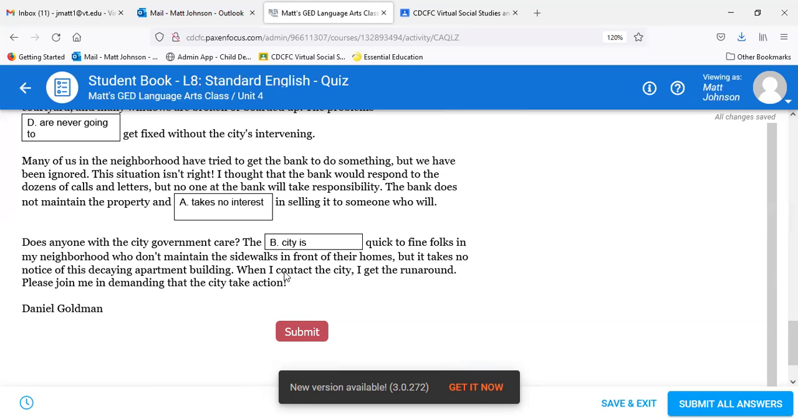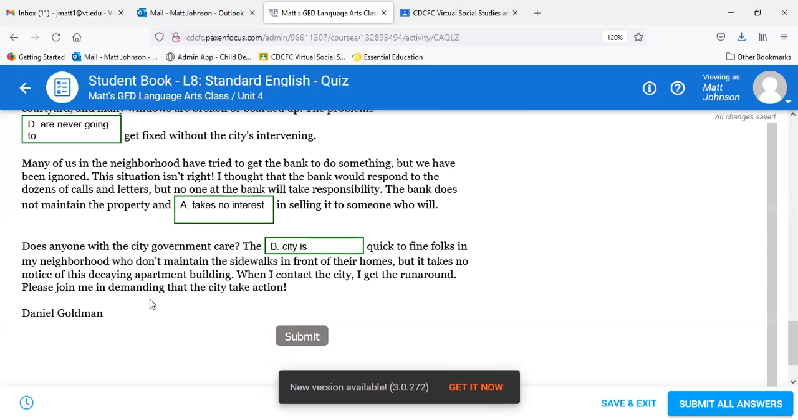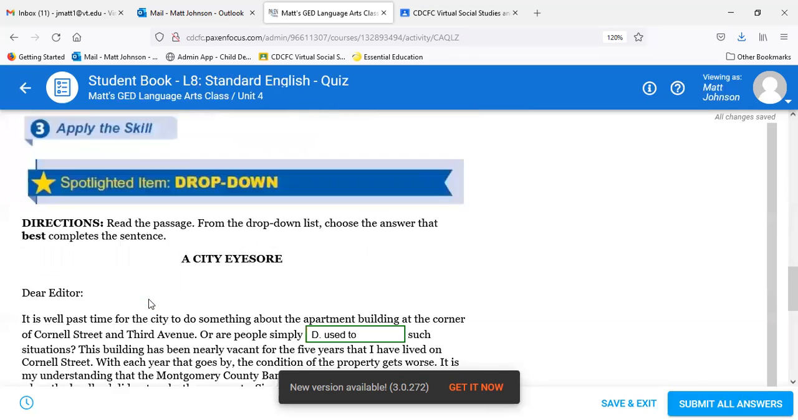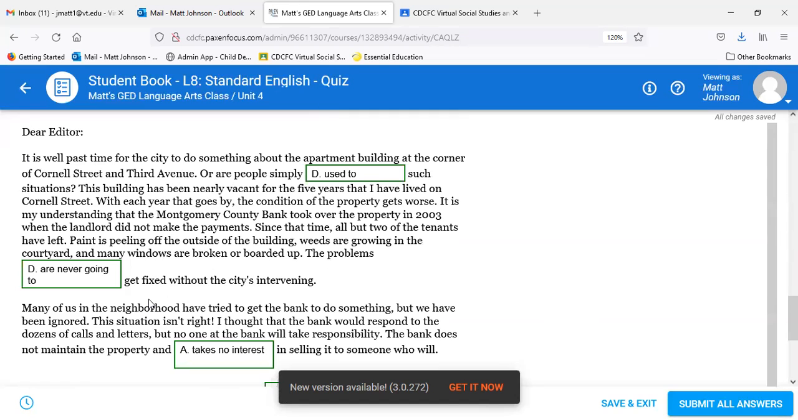When I contact the city, I get the runaround. Please join me in demanding the city take action. Daniel Goldman. Okay, there's our quiz. We had C for one. Used to. Remember, if you see suppose and you're using to next to it, you're going to have to make sure you have that D on there, used to, even though we don't hear that when we pronounce it.